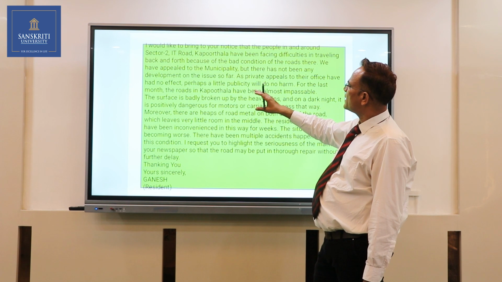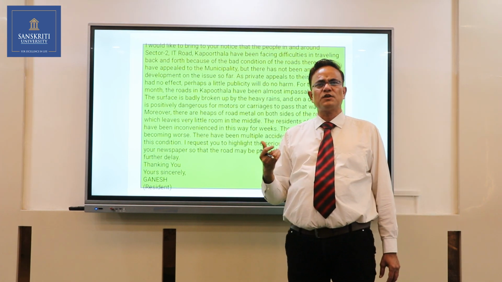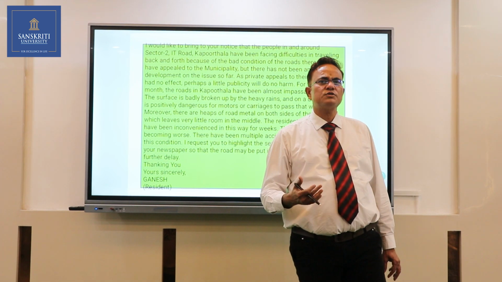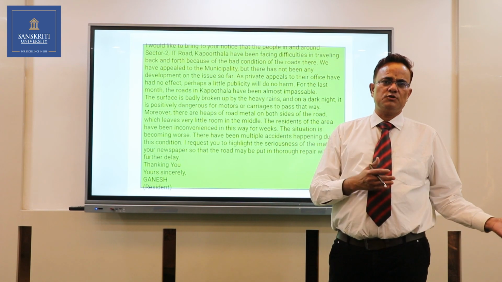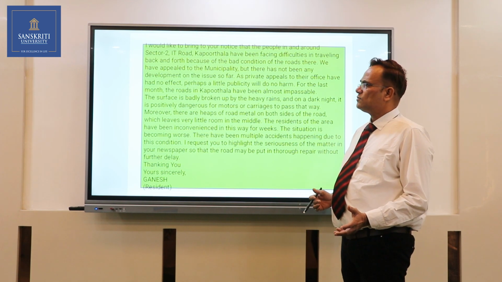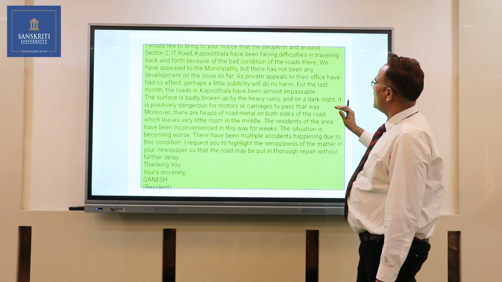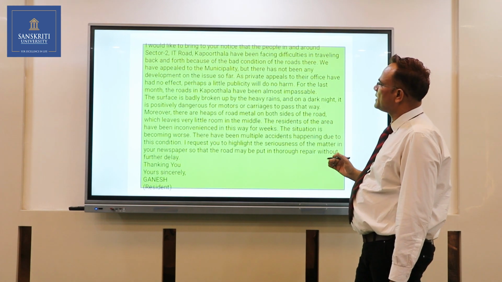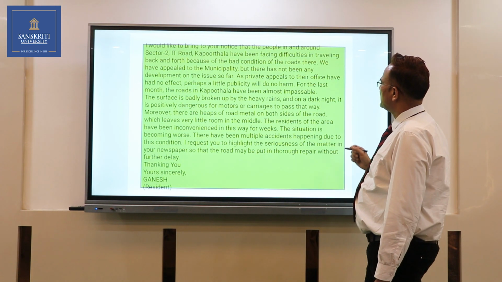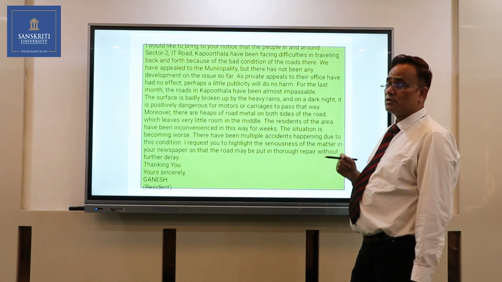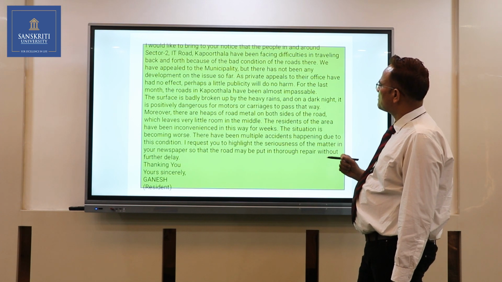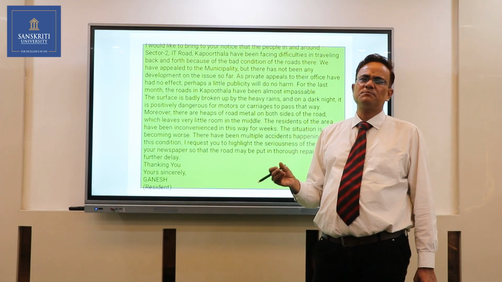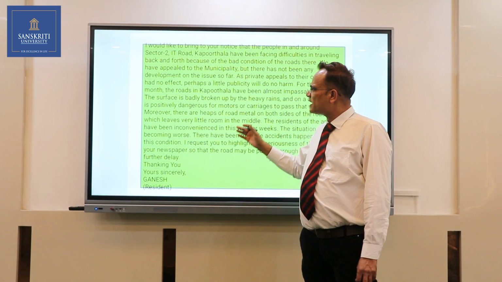So this is the condition of the Kapurthala Road. Actually, I am a resident of Kapurthala Road, and I am facing so many problems in crossing the roads. There are so many holes in the street. We have appealed to the municipality, but there has not been any development on the issue so far, as private appeals to their office have had no effect. Perhaps a little publicity will do no harm. Exactly, I have complained to the municipal corporation, but they didn't take any action. So this type of letter you can write.